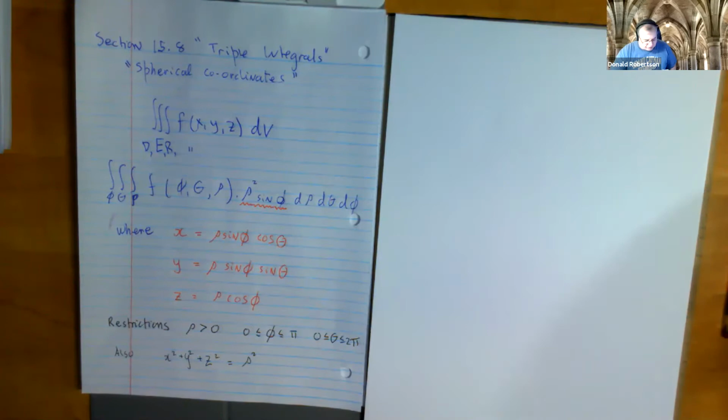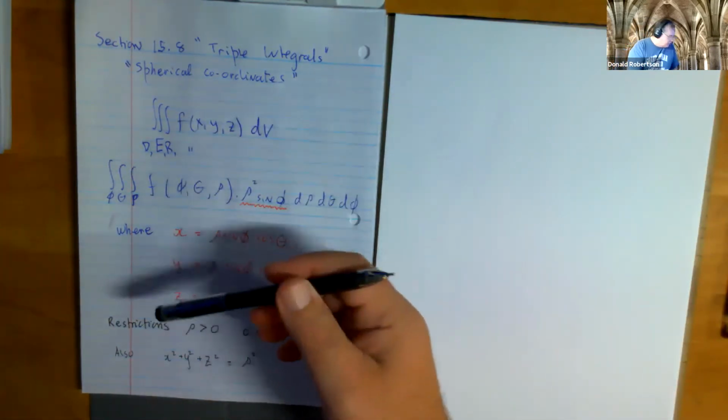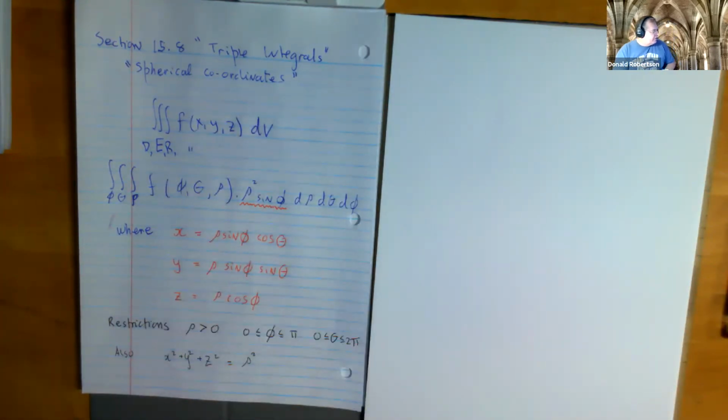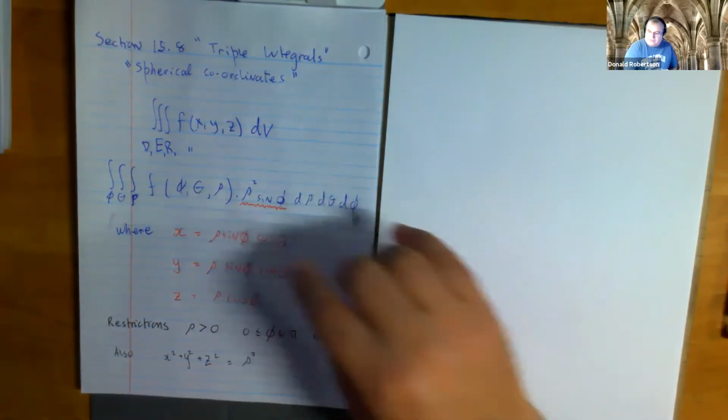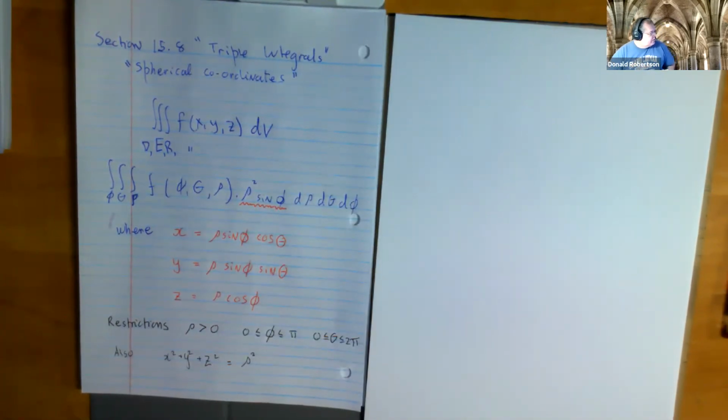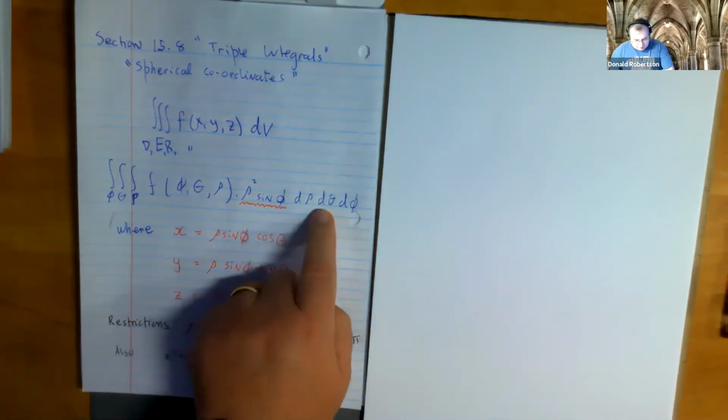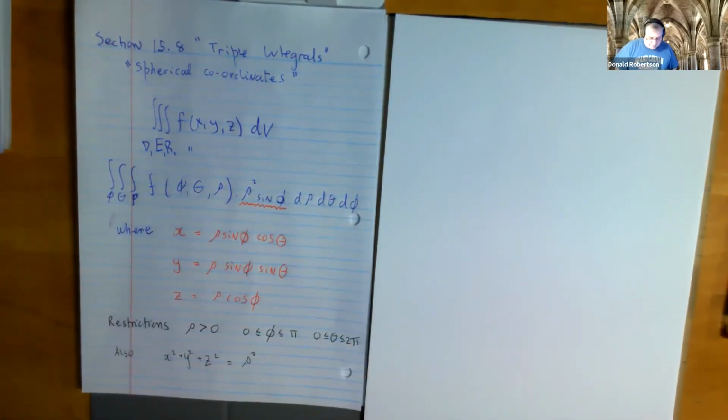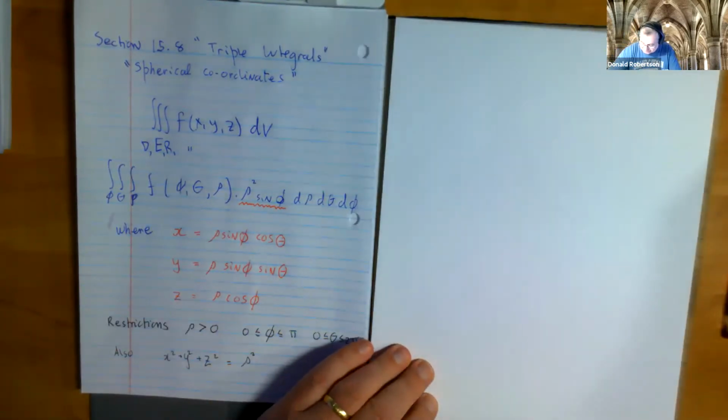I strongly suggest that you make sure that you have a copy of the key points here, the key values, and that will allow us to essentially turn an XYZ triple integral into a rho theta phi triple integral, which tends to be much nicer and easier to do. That's the whole gist of why we do it.